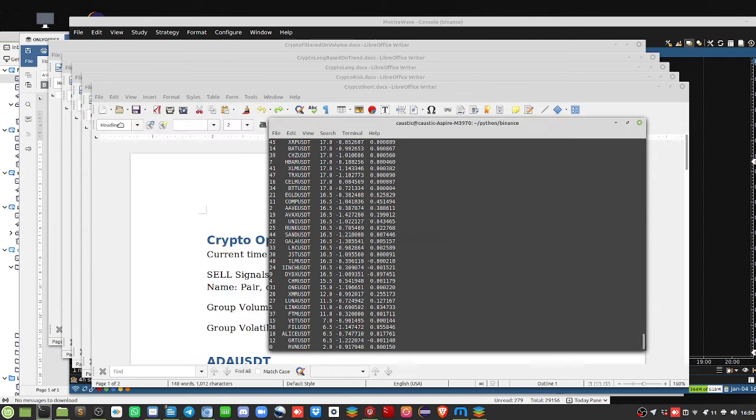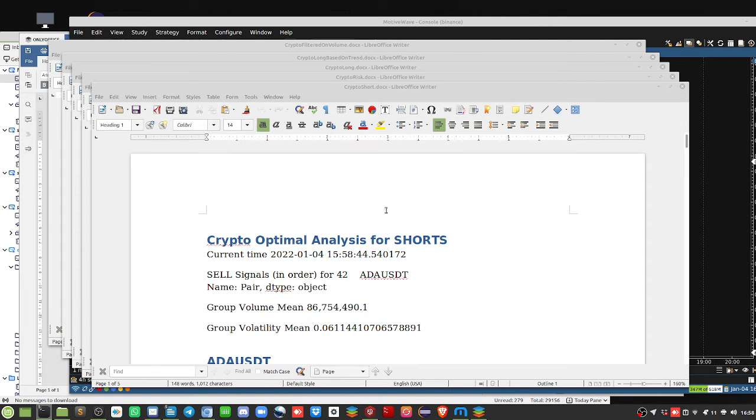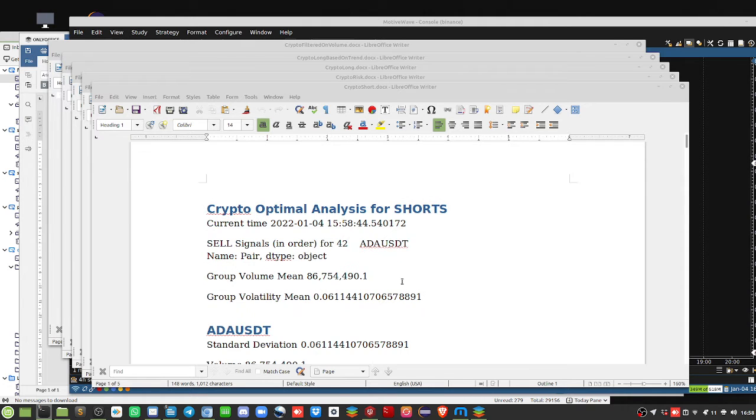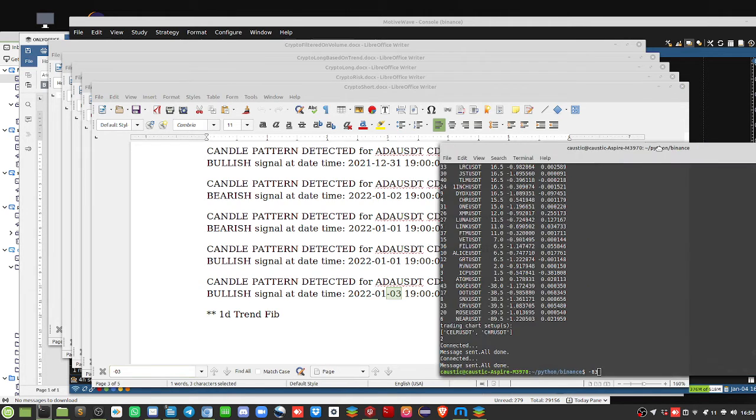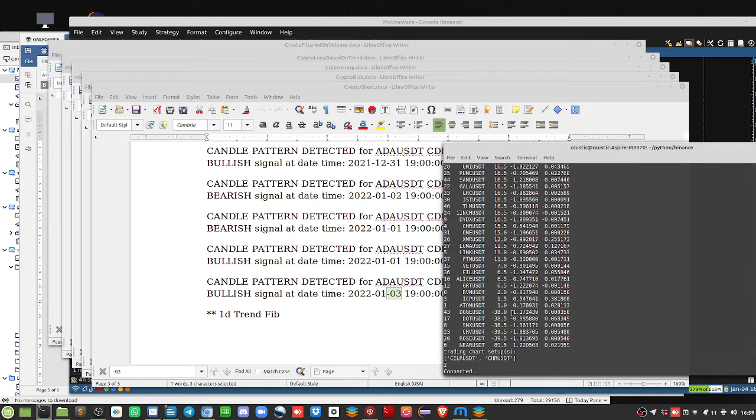Okay, so this is what we want. So I'm going to go through these. The way to do that is by putting in the last date here. So it's the 4th. That usually gets updated at 7 p.m., so I have to use yesterday's date. So here you can see we have a bullish signal for Cardano. Now the question is, do we see Cardano on this list? And the answer is no.